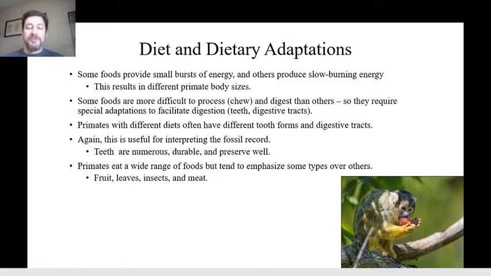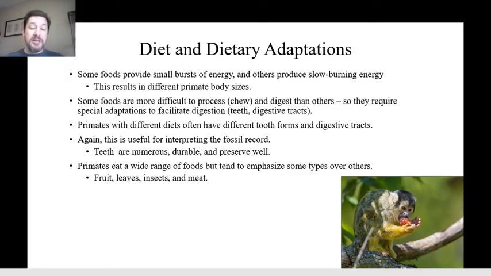And again, this is useful for interpreting the fossil record. Teeth are one of the most frequently found things. Remember that teeth are not bone, they're their own kind of material. And so they're extremely durable, and they preserve well in the fossil record, and they're also numerous, right? So you have 32 teeth, and we only need to find a few of them in order to give some clue as to what your diet was. If we find your molars without the front of your mandible, that's still enough to tell us something about your diet.